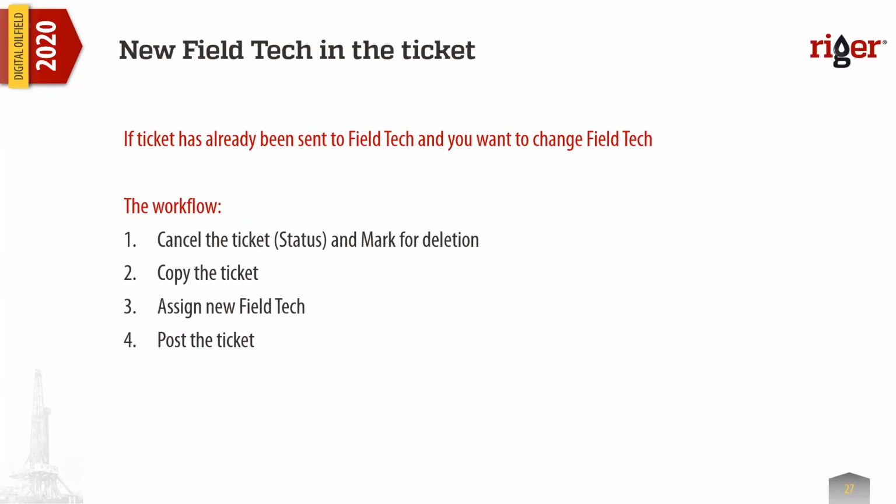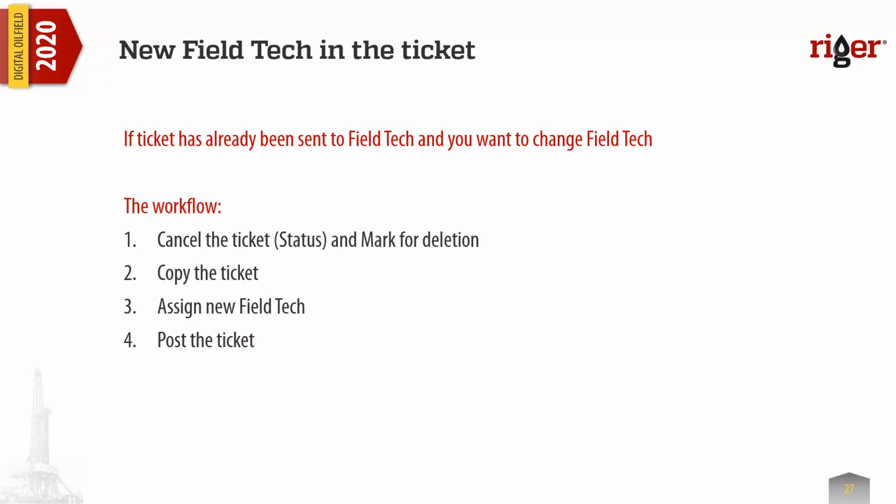So if the ticket that you have already generated and sent to the field technician to the mobile app should be adjusted, we suggest and strongly recommend that you cancel that ticket, change the status of the ticket to cancel, and mark this ticket for deletion. So make it inactive in the system. So even the previous field technician will not be able to work with this ticket.